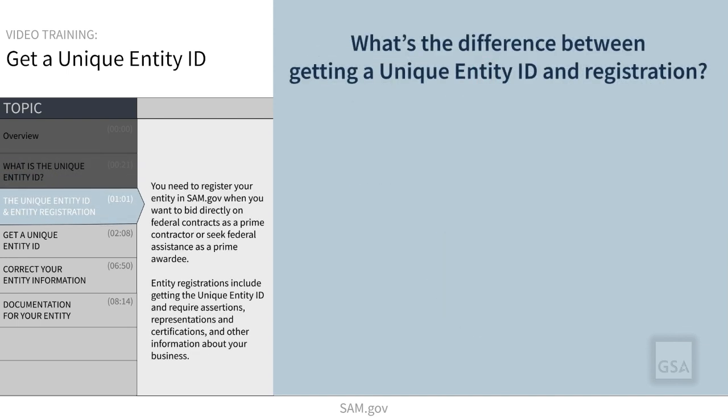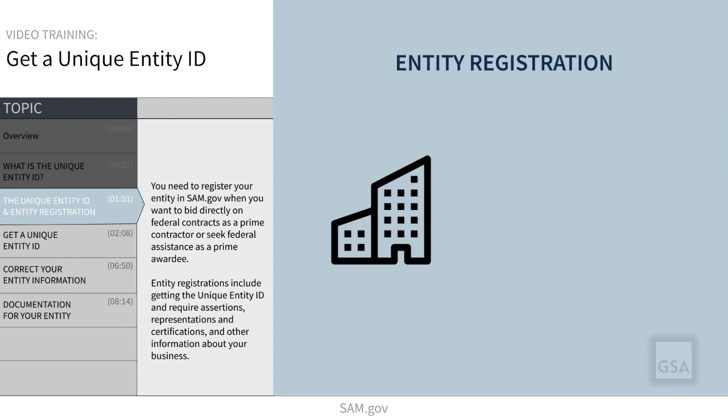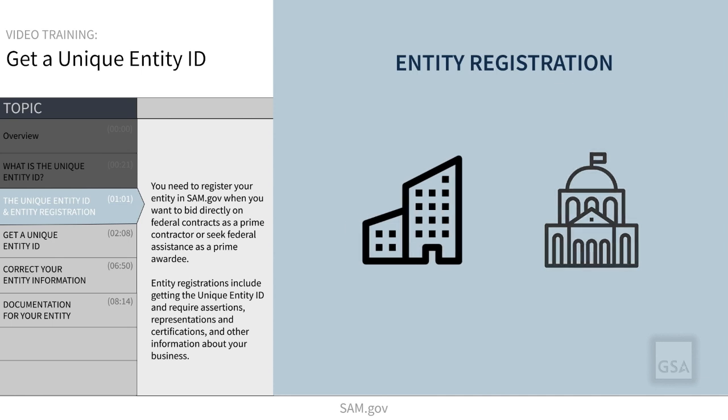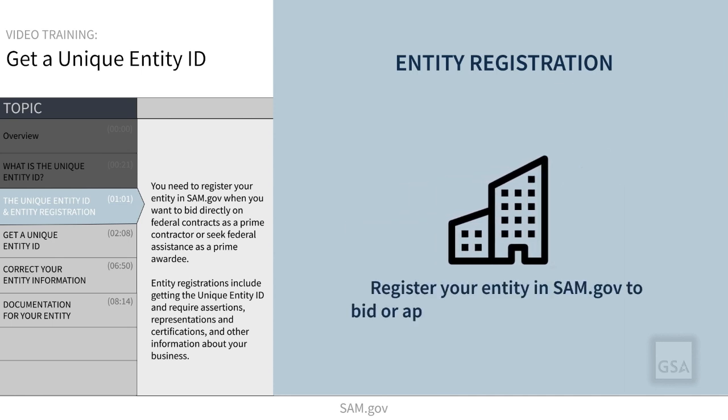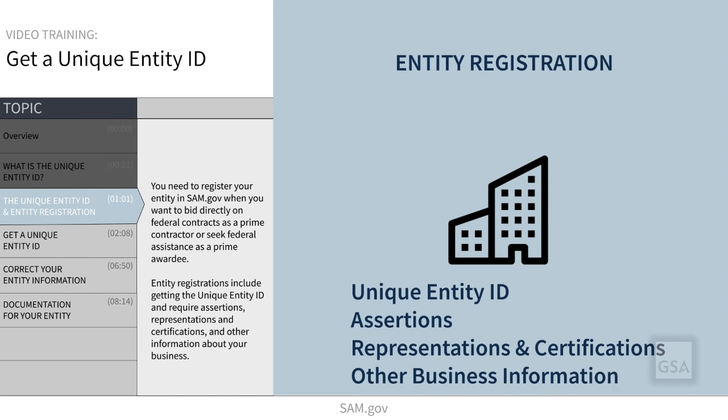What's the difference between only getting a unique entity ID and registering your entity? An entity registration allows your organization the opportunity to receive a contract or assistance directly from the federal government, not from another contractor or awardee. You must register your entity in SAM.gov when you want to bid on federal contracts as a prime contractor or seek federal assistance as a prime awardee. Entity registrations include getting the unique entity ID and require assertions, representations and certifications, and other information about your business.